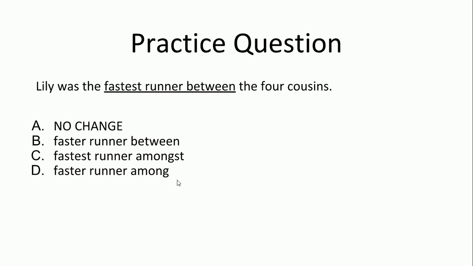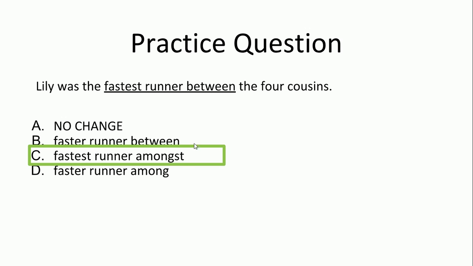So another practice question. Lily was the fastest runner between the 4 cousins. What do you think? Here the right answer is C. Between. Between is for 2 nouns. 4 cousins. That's not 2, so we can't use between. So we can immediately eliminate both A and B. And then, should it be C or D?